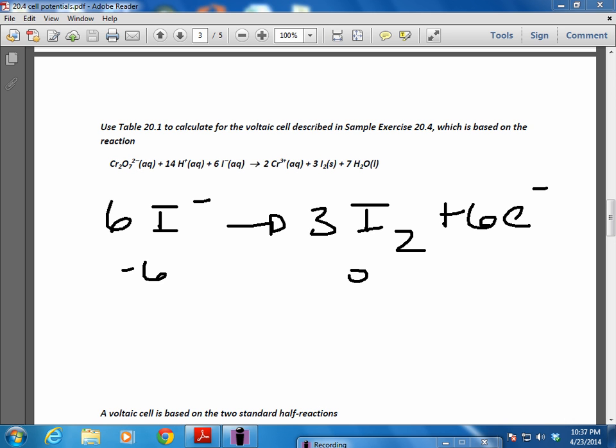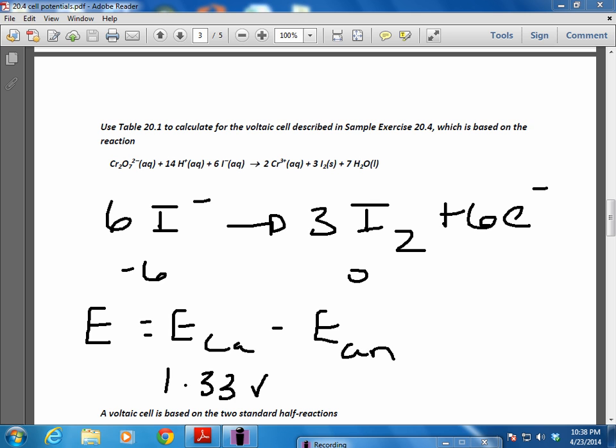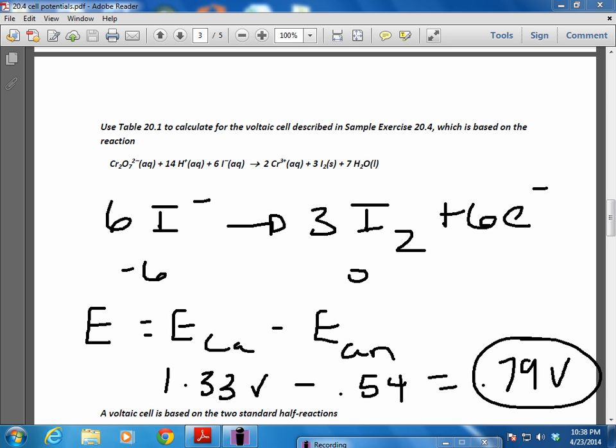But remember, it's minus whatever is happening to that anode. So the E of the cell is equal to E of the cathode minus E of the anode. We said earlier it was 1.33 for the dichromate. Then you find iodine's off the table. Its reduction potential was 0.54, minus 0.54. So the E of the cell becomes 0.79 volts, and that's the electrical potential energy of it. By using that equation, you don't have to worry about whether you have to flip the sign or not. It does it for you if you can identify what's the anode and what is the cathode.